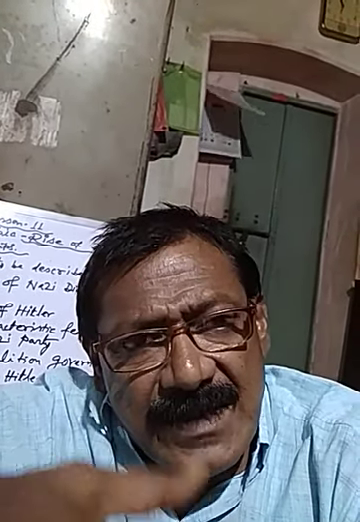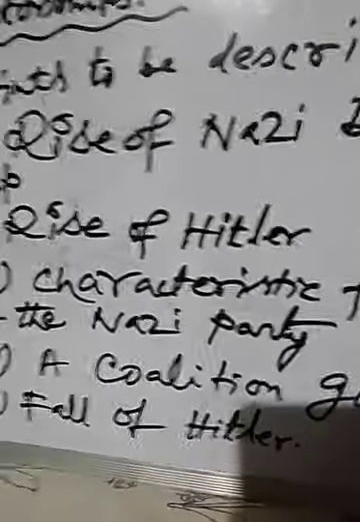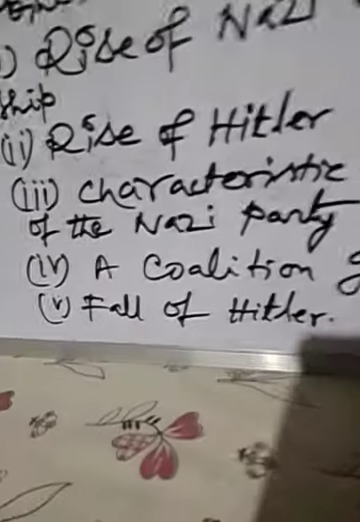I am going to explain today's teaching on the following points as mentioned in the book: rise of Nazi dictatorship, rise of Hitler, characteristic features of the Nazi party, a coalition government, and last one, fall of Hitler. Now, rise of Nazi party.